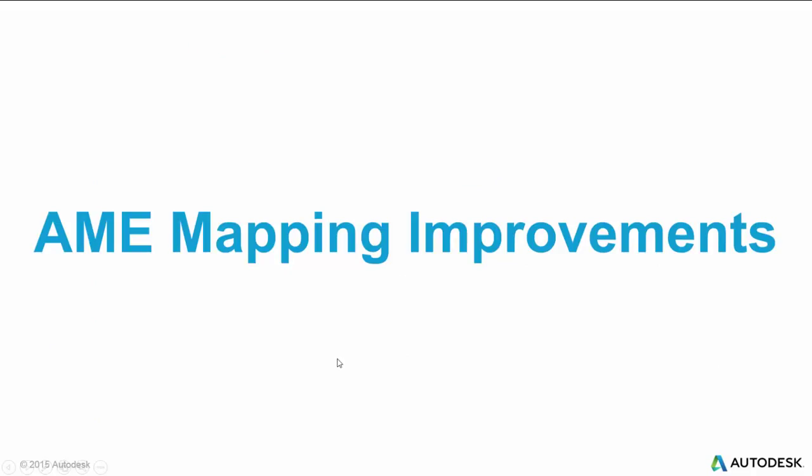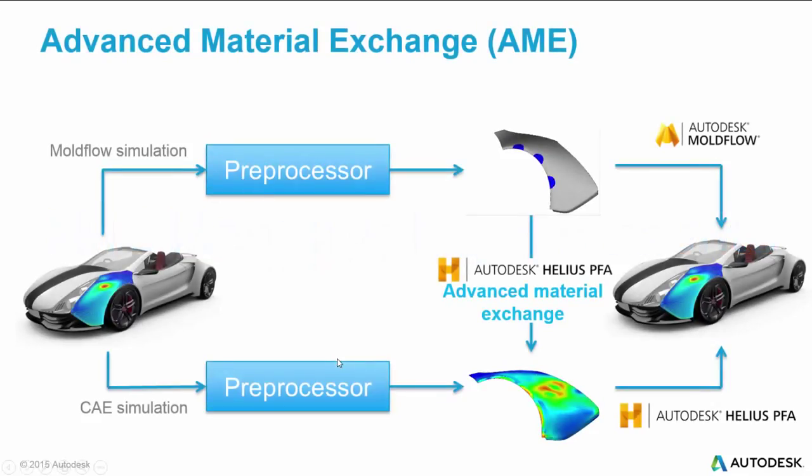So let's talk about the mapping improvements. And first, I just want to highlight what Advanced Material Exchange does, how it fits into Helius PFA. So this is our typical workflow. We see the Moldflow team and the CAE team as separate groups, and the data from the manufacturing simulation up on top. We use Advanced Material Exchange to pass that data to structural simulations. So fiber orientations, residual strains, material properties from Moldflow, those all get transferred to the structural simulation using Advanced Material Exchange.